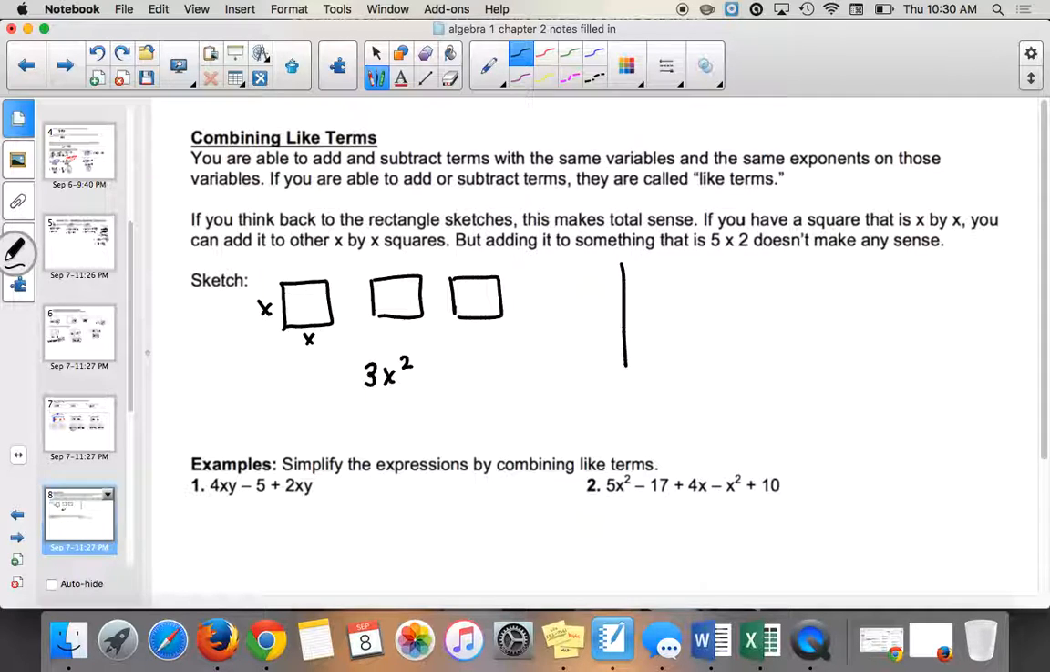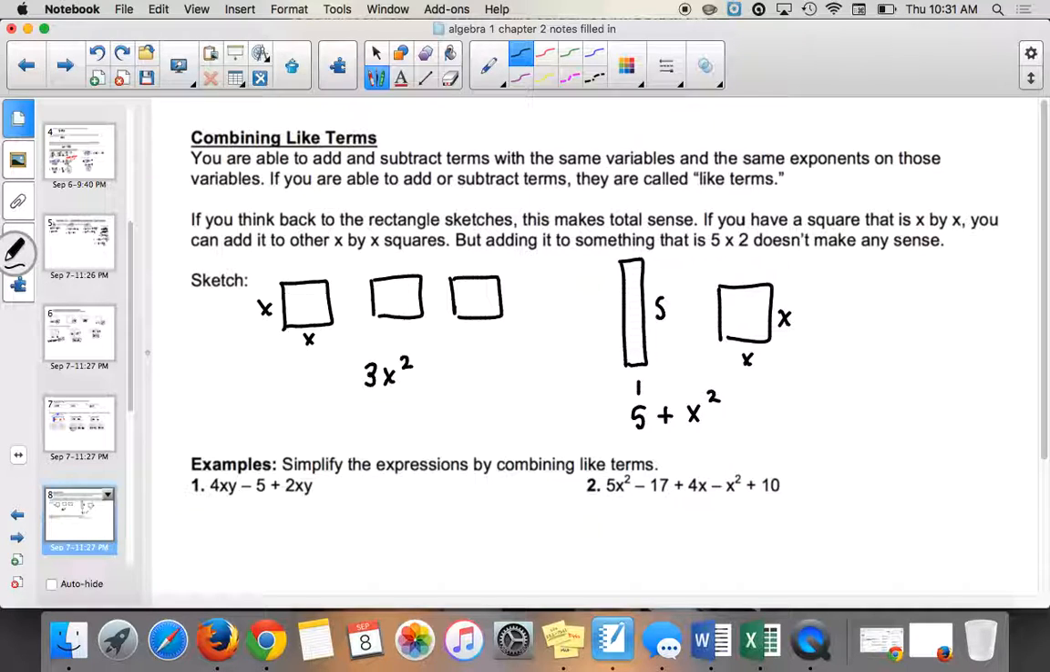But if I have something that's 1 unit by 5 units and something that's x squared, I can't say that I have 2 x squareds. Do you guys understand this? This would be 5 plus x squared. I can't combine them and say, oh, I have 6 things. It doesn't work that way. Do you guys see what I'm saying? So you can always think back to the areas if you need to.